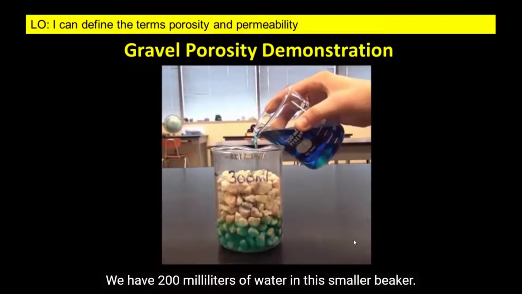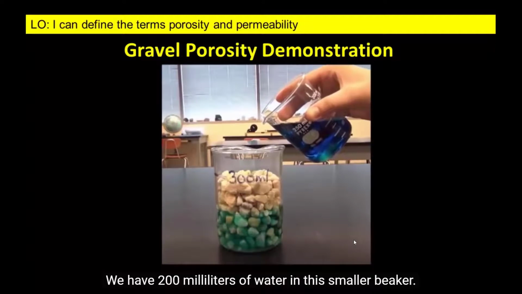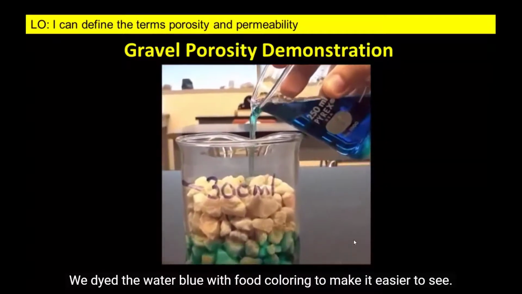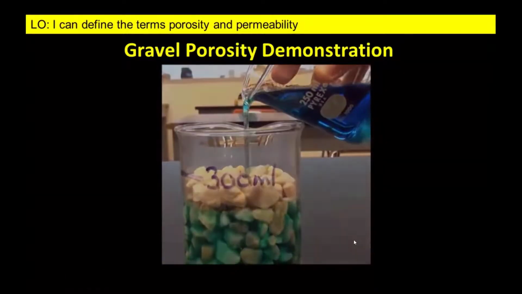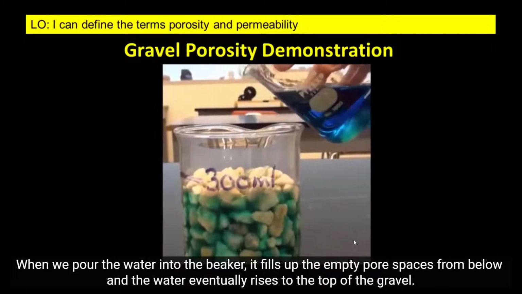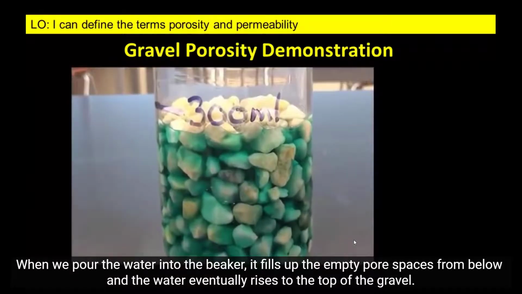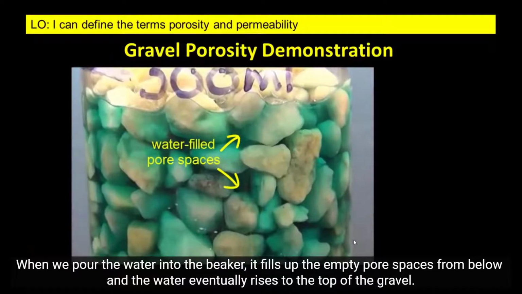We have 200 milliliters of water in this smaller beaker. We dyed the water blue with food coloring to make it easier to see. When we pour the water into the beaker, it fills up the empty pore spaces from below, and the water eventually rises to the top of the gravel.